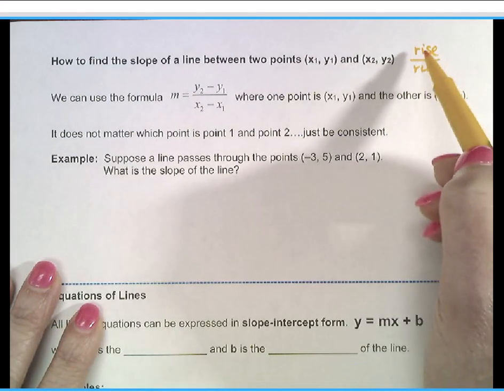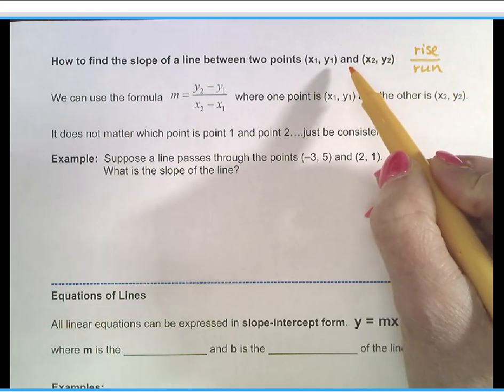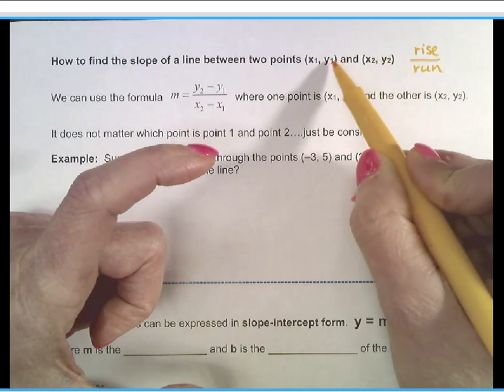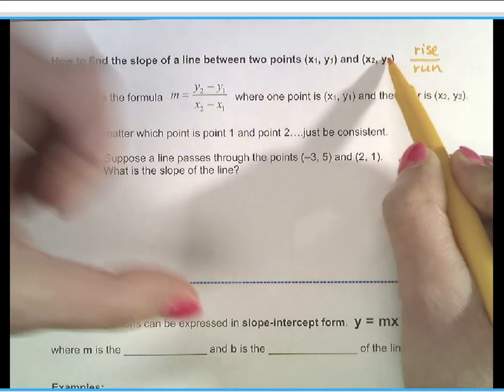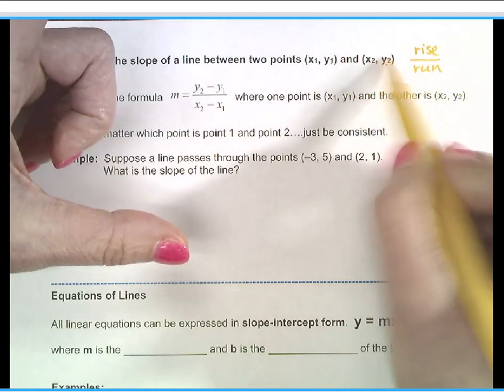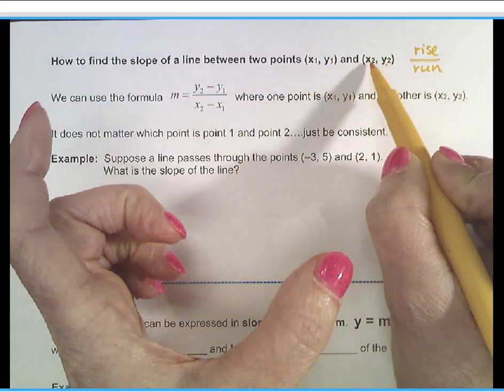Rise is your vertical movement. And so you have to look at how much you would rise to get from y1 to y2, from your first y value to your second y value. Those are your vertical movements, the y. So how much would you rise? You'd subtract those. And to figure out how much you run horizontally, you would subtract the x's.